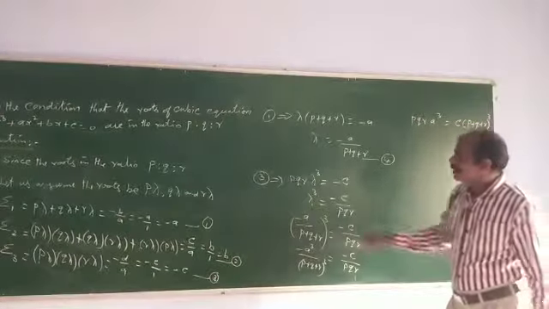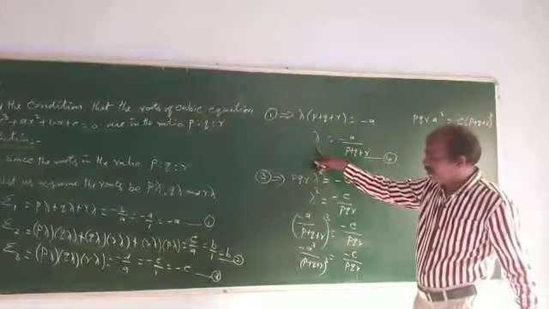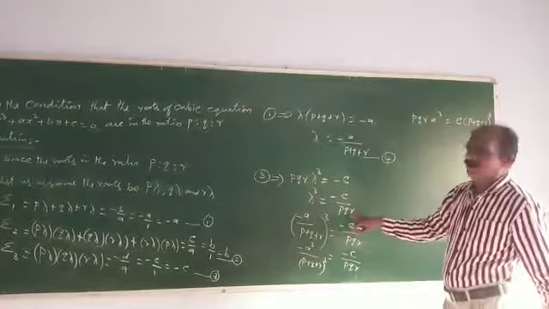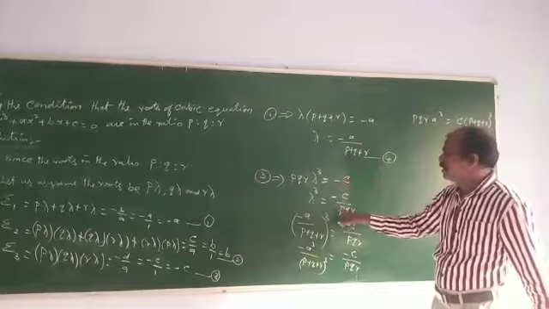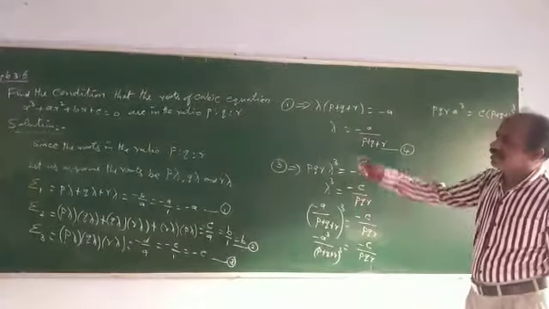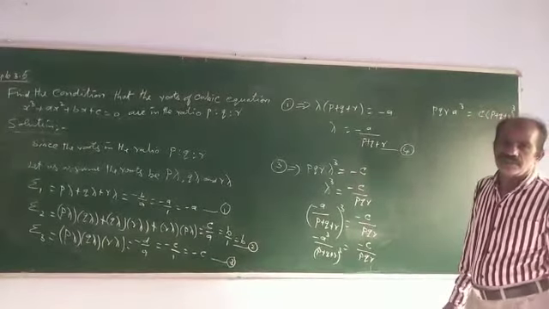Okay. Here, using equation 1, we have found the value of lambda. Then in equation 3, lambda cubed equal to minus c by p q r. Then substitute the value of lambda in equation 3. We get the required condition for the roots of the cubic equation. Okay, students?